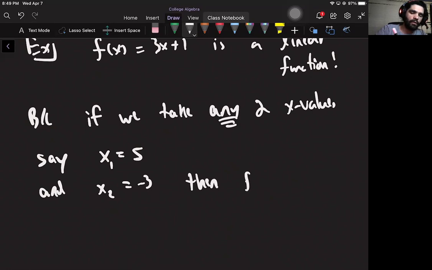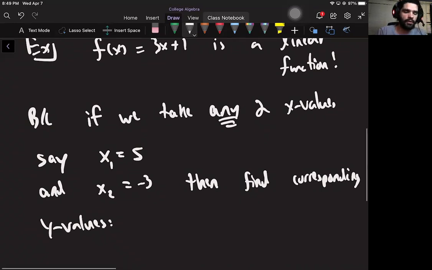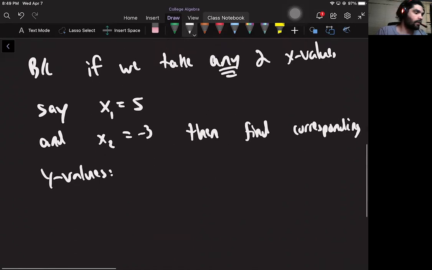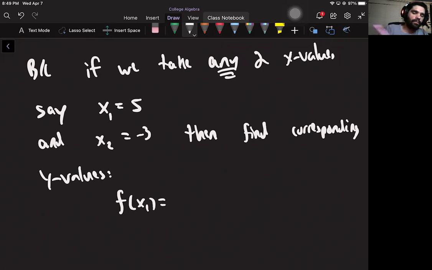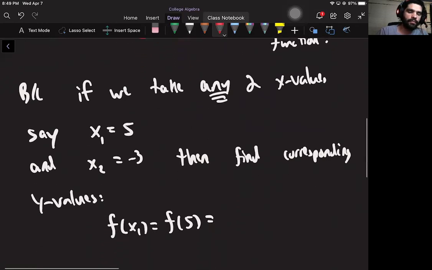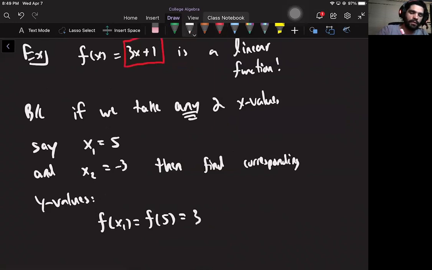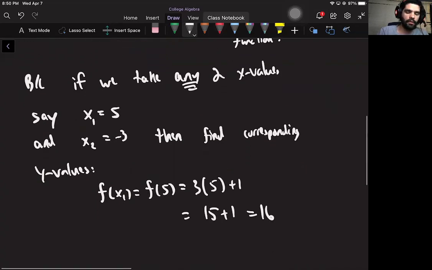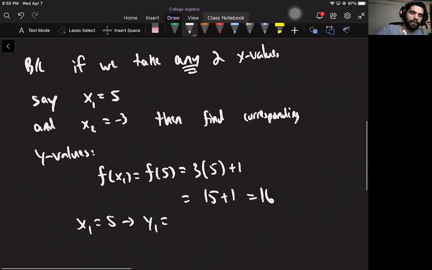So if I take any two x values, then find the corresponding y values, which remember are just what you get when you plug in these numbers to the function. So if I plug in x1, that means I'm really plugging in 5. And plugging in 5 really means look at this function and change all the x's to 5s. So 3 times 5 plus 1 gets me 15 plus 1, gets me 16. So the corresponding y value for x1, I'll call y1 because there's going to be two y values, and this one is 16.